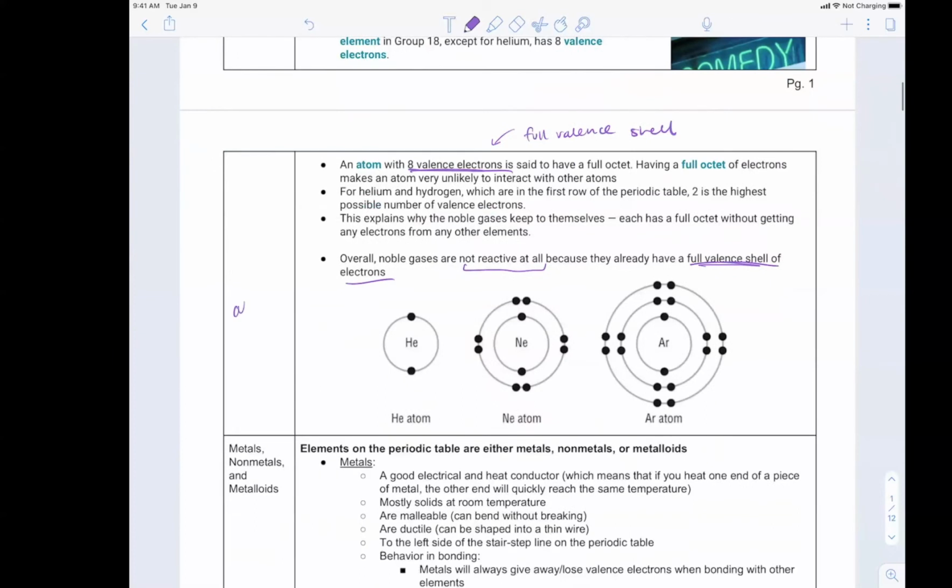All elements always try to get a full valence shell, so they're going to react with different elements to try to get it. But if you already have a full valence shell, then obviously you're not going to react at all. So noble gases are the most unreactive elements on the periodic table.